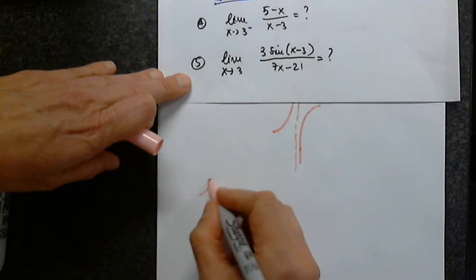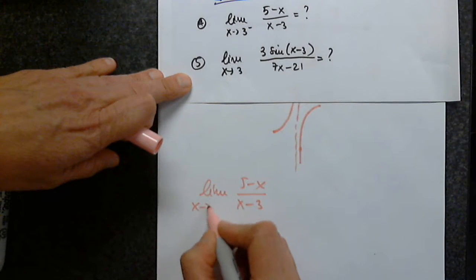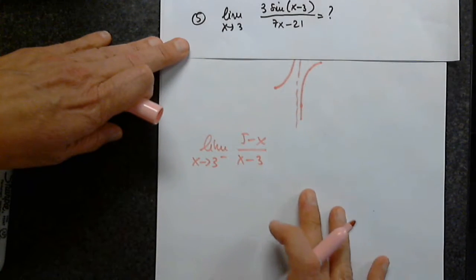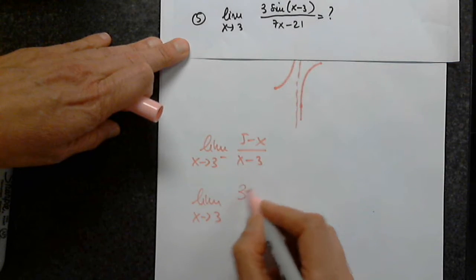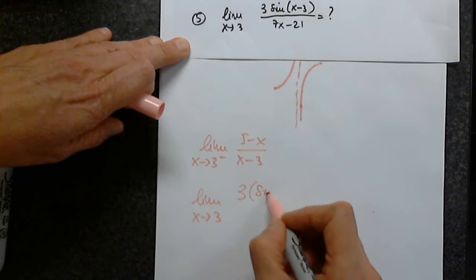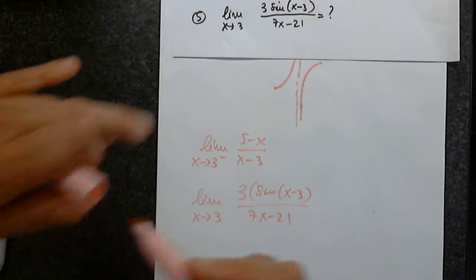So let's take a look at these two limits. We have the limit of 5 minus x over x minus 3 as x approaches 3 from the left. And then the limit as x approaches 3 of 3 times sine of x minus 3 over 7x minus 21.